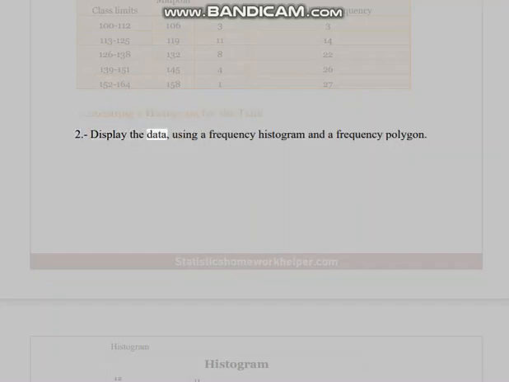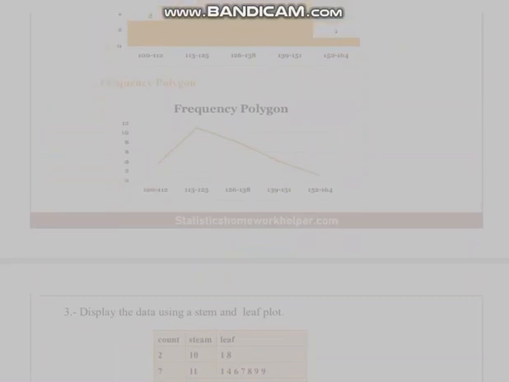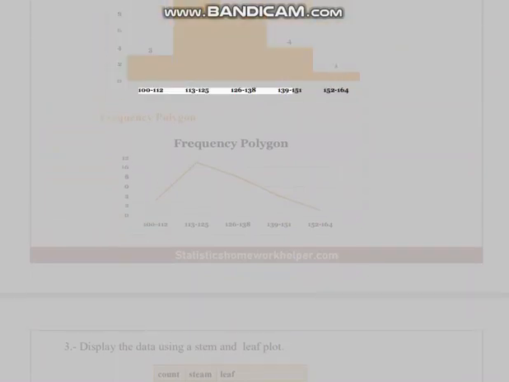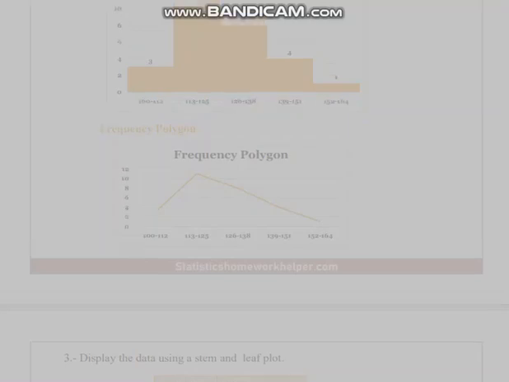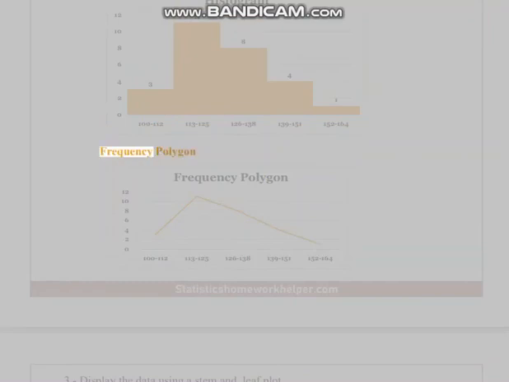2. Display the data using a frequency histogram and a frequency polygon. Histogram with classes 100 to 112, 113 to 125, 126 to 138, 139 to 151, and 152 to 164. Frequency polygon with the same classes.